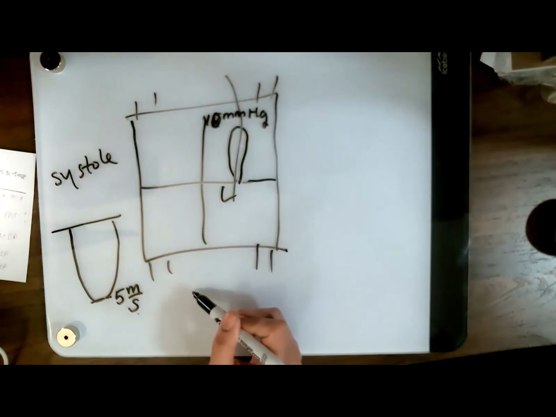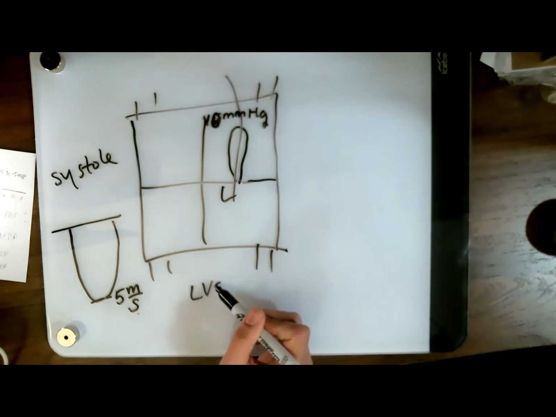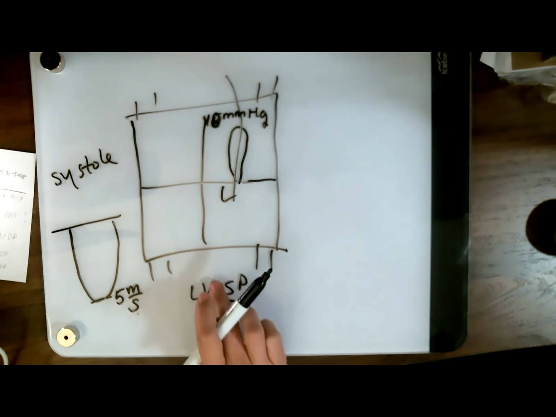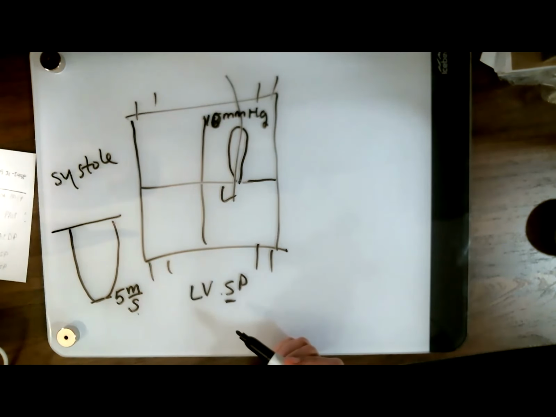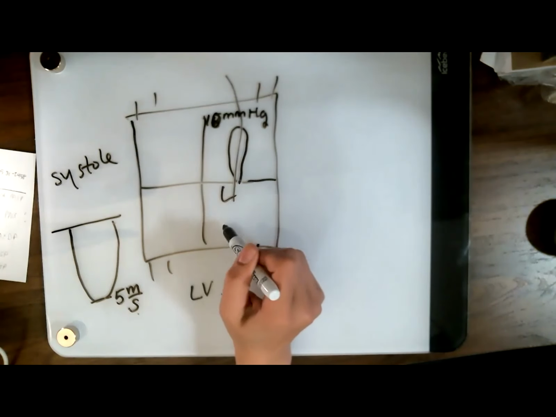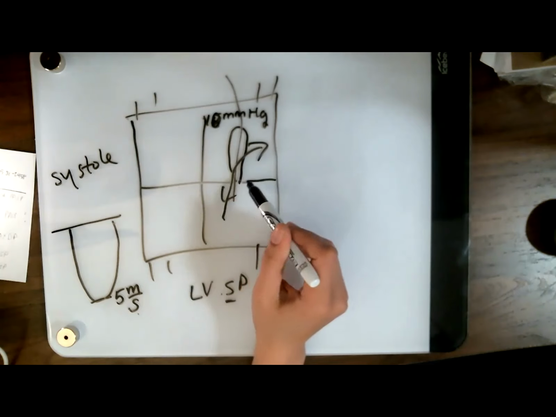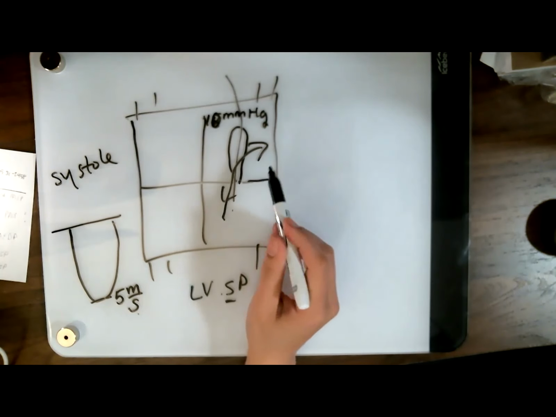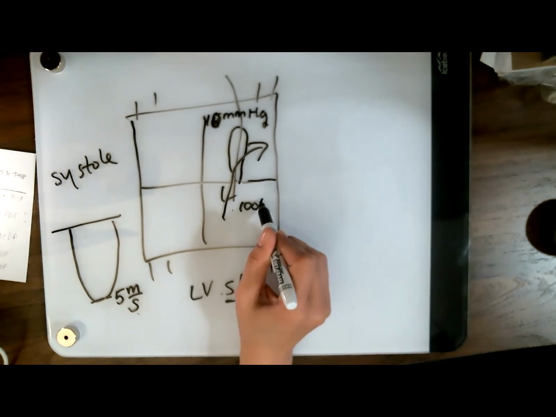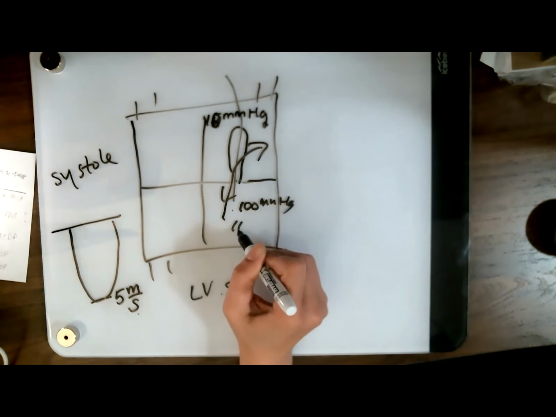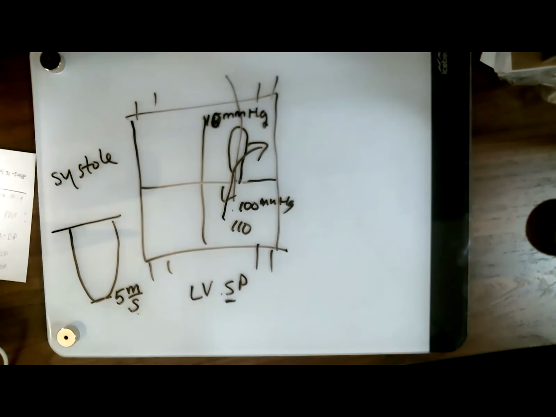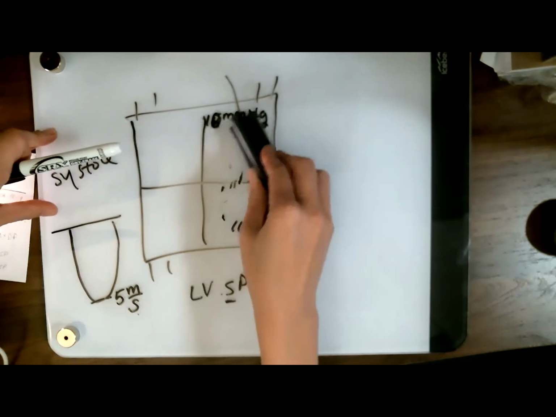Then what is your LV peak systolic pressure? Pankil, 110. Great. Because your pressure drop, you're going from here to here. Your pressure drop from LV to LA is 100. So this makes it 110. Okay, let's use that same number, 110.